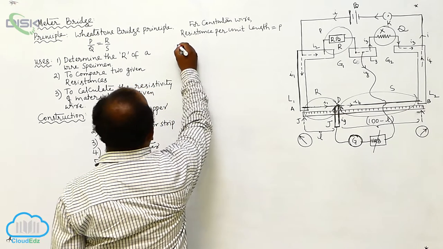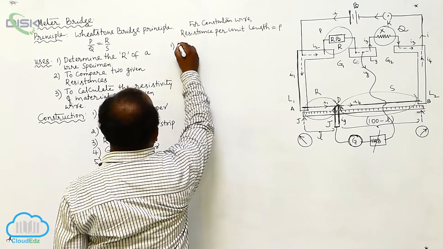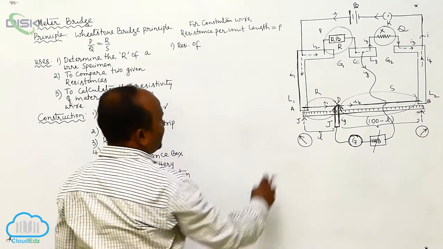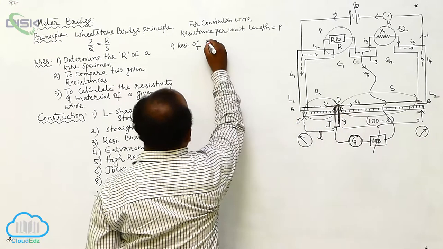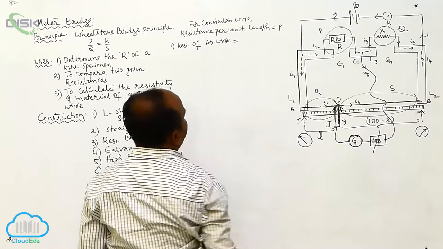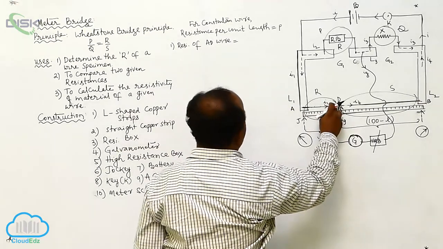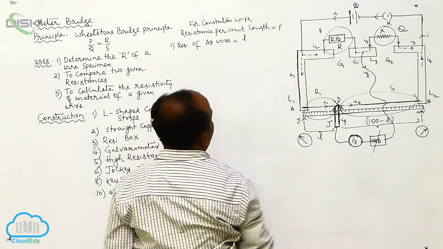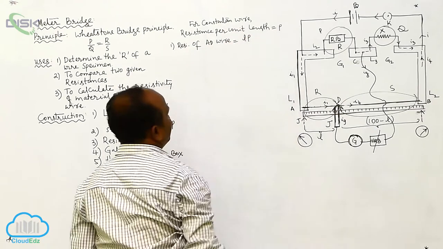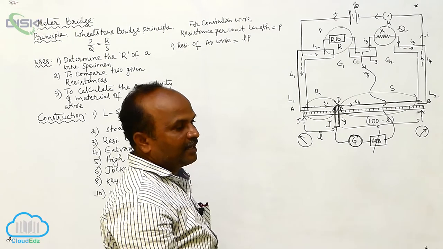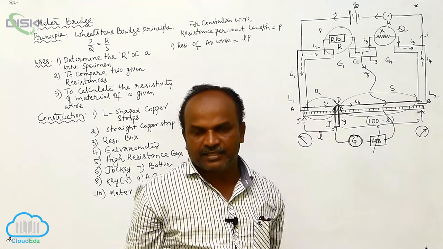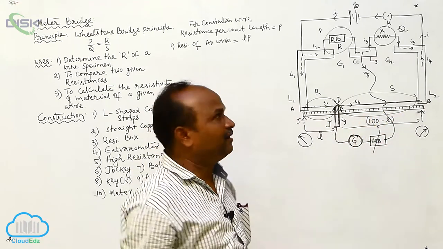Therefore, in the first case, the resistance of the AD wire: what is the length? L is the length. What is the resistance per unit length? Rho. Therefore, L rho is the resistance of the AD wire. We are taking the constantan wire. It has a particular resistance. Resistance per unit length is rho.